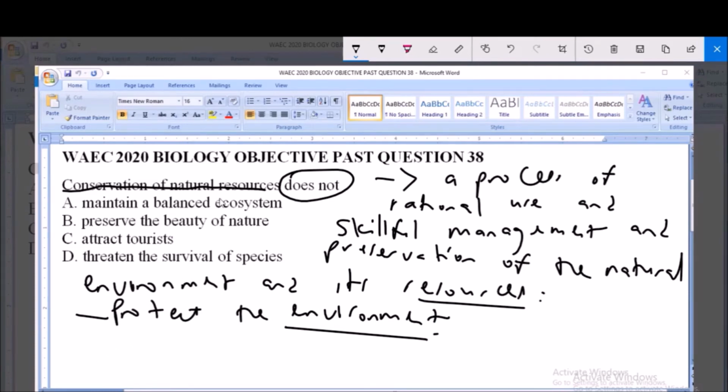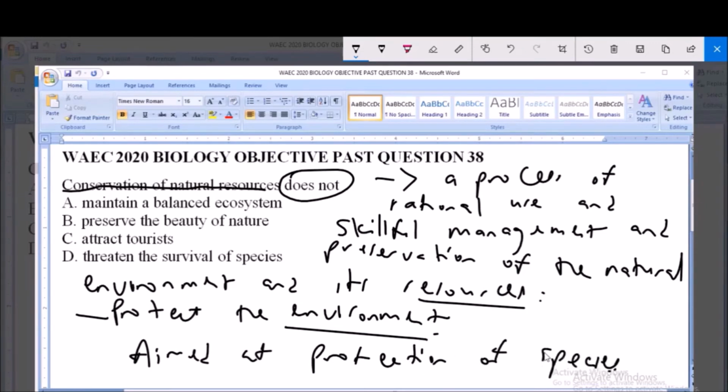Instead, conservation of natural resources is aimed at protection of species. So the species found in the environment are also preserved and protected. So conservation of natural resources does not threaten the survival of species.